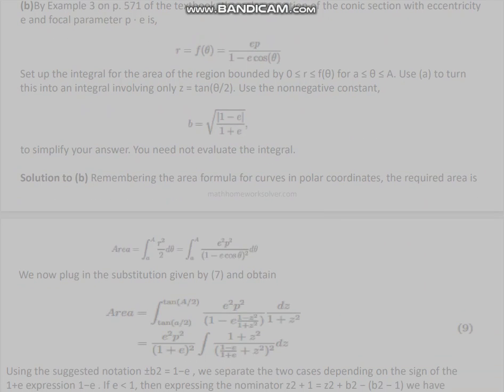B. By example 3 on page 571 of the textbook, the polar equation of the conic section with eccentricity e and focal parameter p is given. Set up the integral for the area of the region bounded by 0 less than or equal to r less than or equal to f(θ), for a less than or equal to θ less than or equal to a, use A to turn this into an integral involving only z equals tan(θ/2). Use the non-negative constant. To simplify your answer, you need not evaluate the integral.